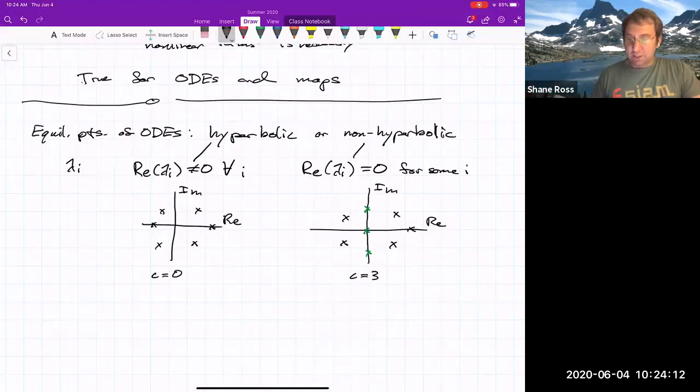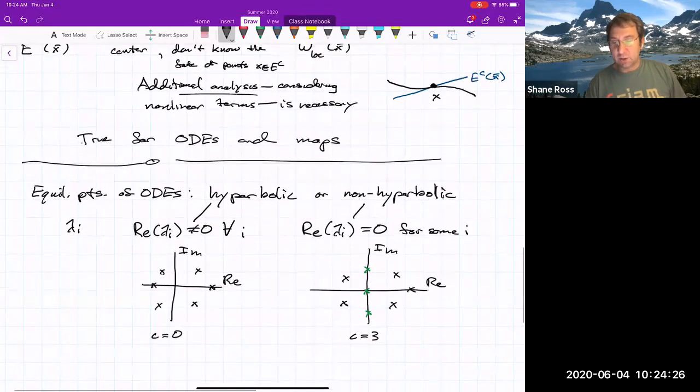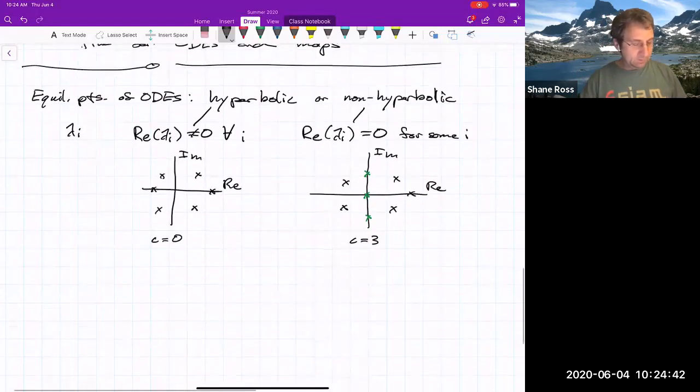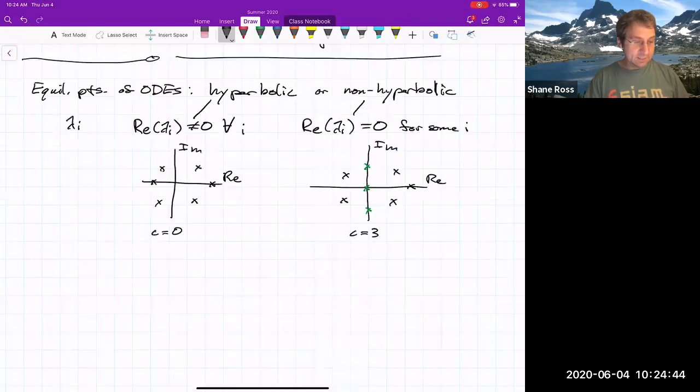So that's the terminology. I'll give an example and then summarize what hyperbolic and non-hyperbolic imply. But basically, if you have something that's hyperbolic, you can conclude what the behavior is for the system just from the linearization. If it's non-hyperbolic, the linearization is not enough if you're in a nonlinear setting.